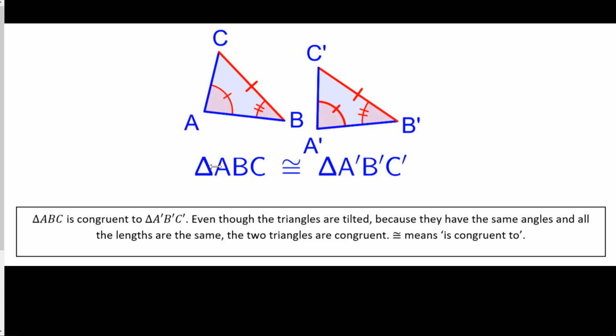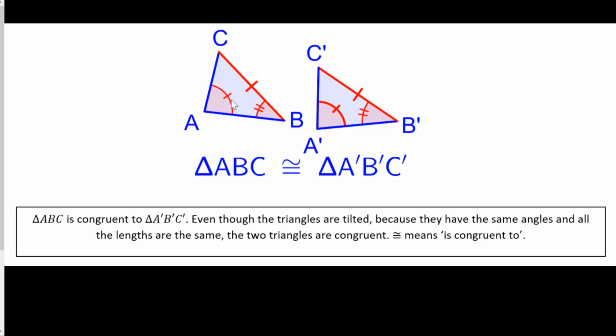So here, triangle ABC is congruent to triangle A prime B prime C prime. You can see that this triangle and this triangle are congruent because they look exactly the same. They are slightly rotated off of each other, and that's perfectly fine.